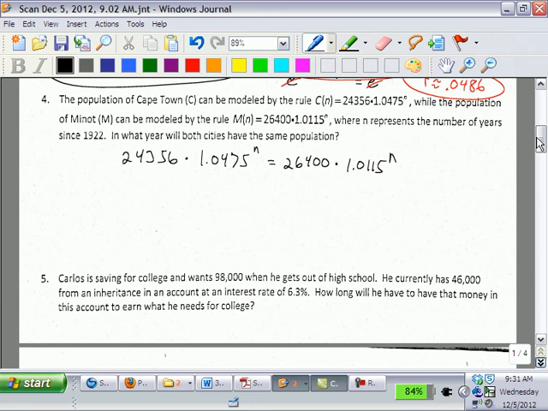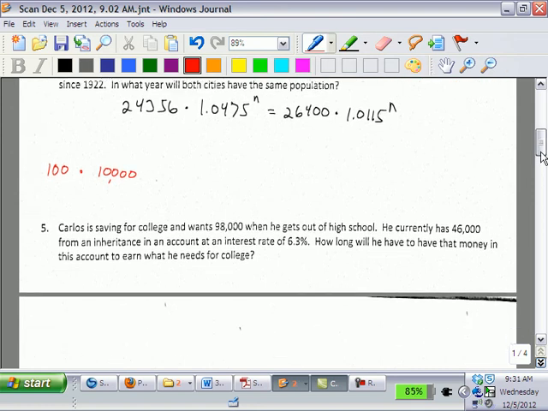So what if, separate kind of problem, I'm going to use some different numbers here. Let's say you had 100 times 10,000. And you wanted to say 100 times 10,000 is 10 to the what?